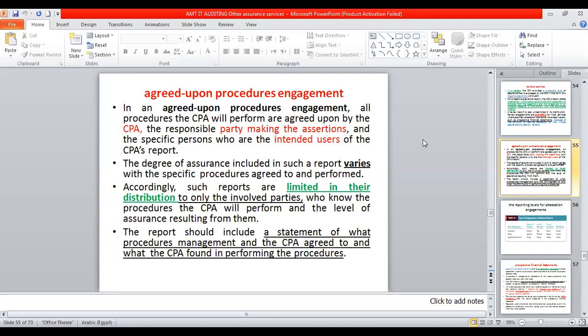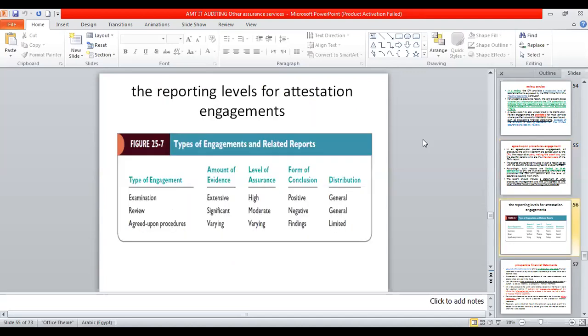And now we will differentiate between the three types of attestation engagements. As you know, we have three types of attestation engagement: examination, review, and agreed upon procedures. I will differentiate them based on the level of assurance, the amount of evidence to be evaluated, accumulated, and used as a base for conclusion, the form of conclusion, and the distribution of the outcomes of each service. Examination, as I mentioned before, provides a high level of assurance.